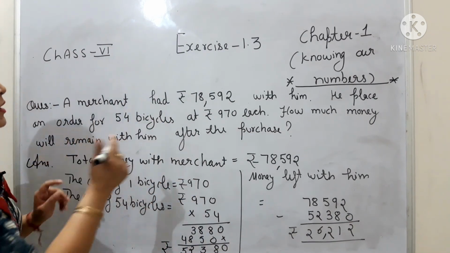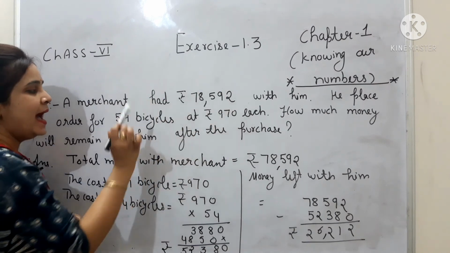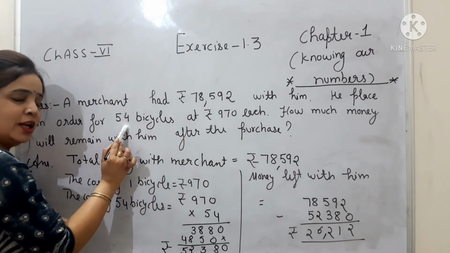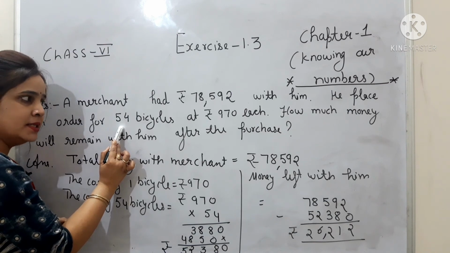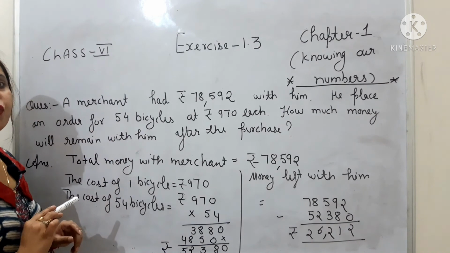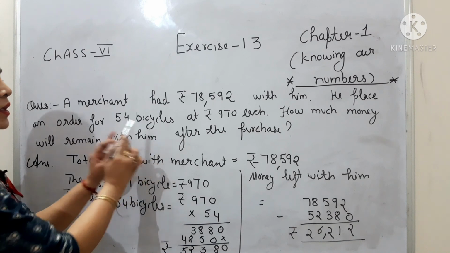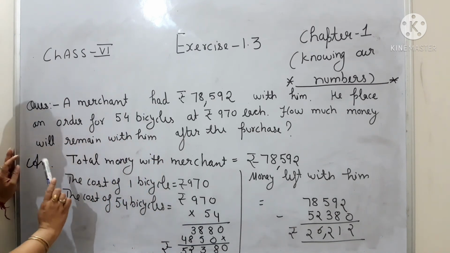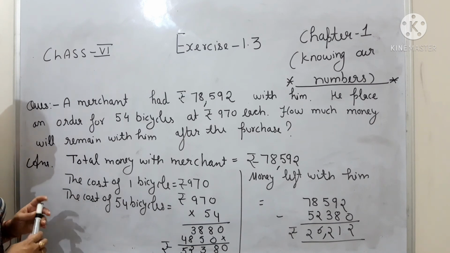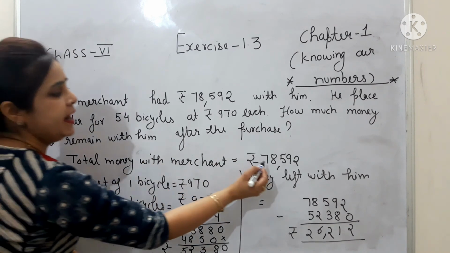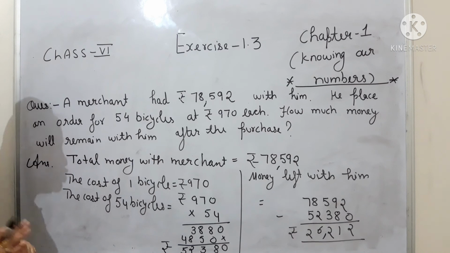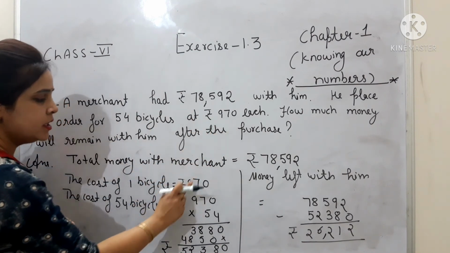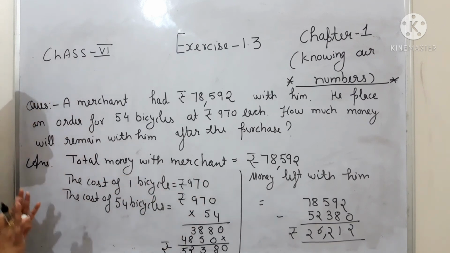Okay, now here the total money is given and the cost of one bicycle is given. Okay, so you can calculate the cost of 54 bicycles and after finding the cost of 54 bicycles you can find out the leftover money. Okay, so now how will we be proceeding? See, total money with the merchant is how much? 78,592. Okay, now the cost of one bicycle given to you is rupees 970.